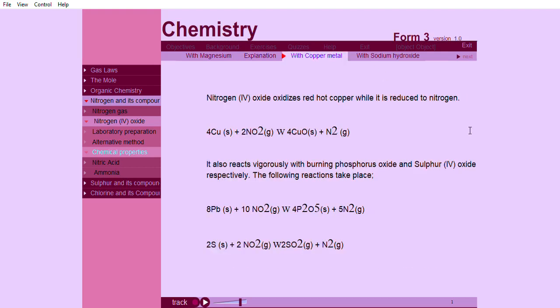Nitrogen (IV) oxide oxidizes red-hot copper while it is reduced to nitrogen. It also reacts vigorously with burning phosphorus and sulfur respectively.